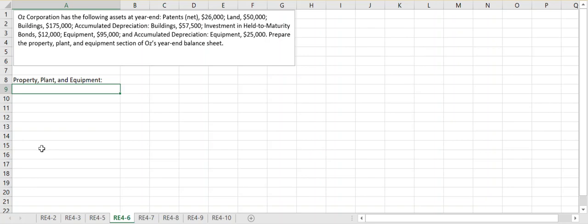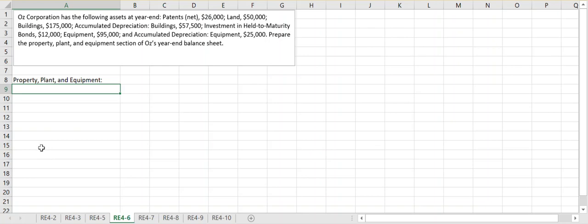They tell us that our corporation has the following assets at year end. They have a patent that's net. When it means that it's net, it means that it's showing at the value net of that amortization expense that has been subtracted away. We have land, buildings, accumulated depreciation on the building, an investment in held to maturity bonds. We also have equipment and accumulated depreciation on our equipment.